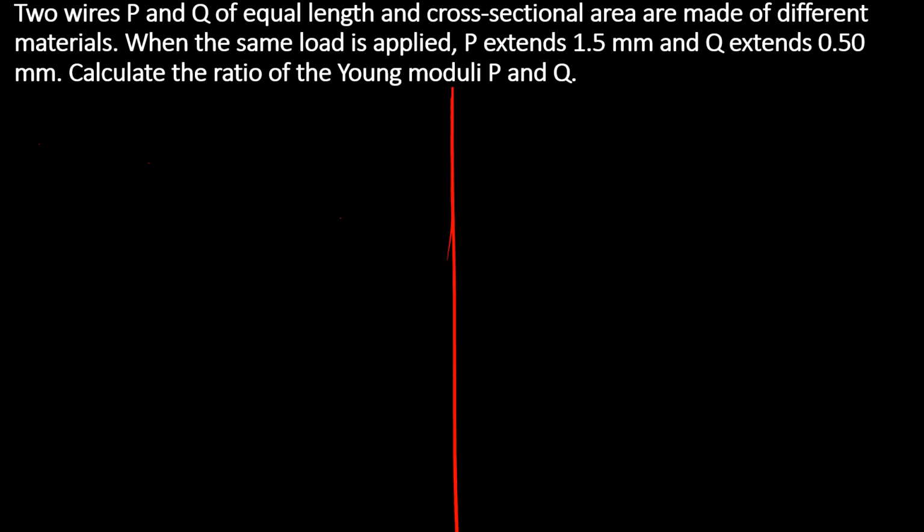Two wires P and Q of equal length and cross-sectional area are made of different materials. When the same load is applied, P extends 1.5 mm and Q extends 0.50 mm. Calculate the ratio of the Young moduli P and Q. Okay, let's solve it. So we have our solution.